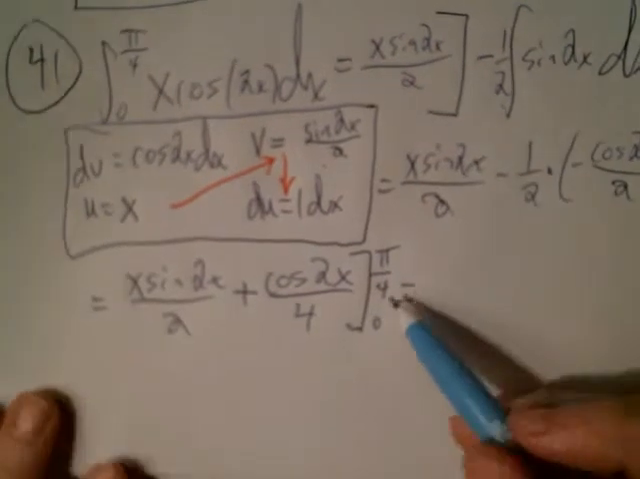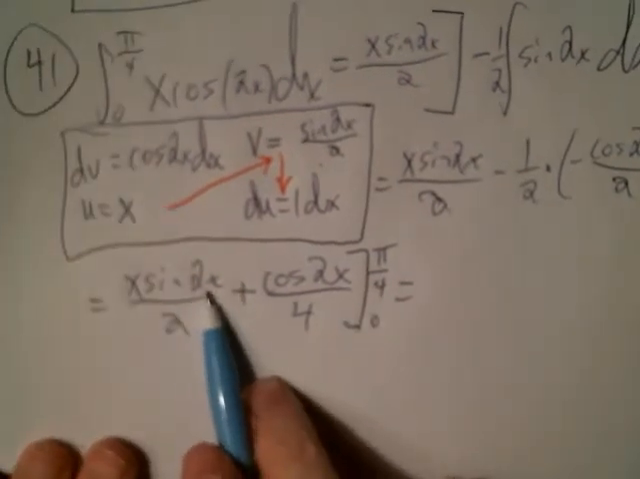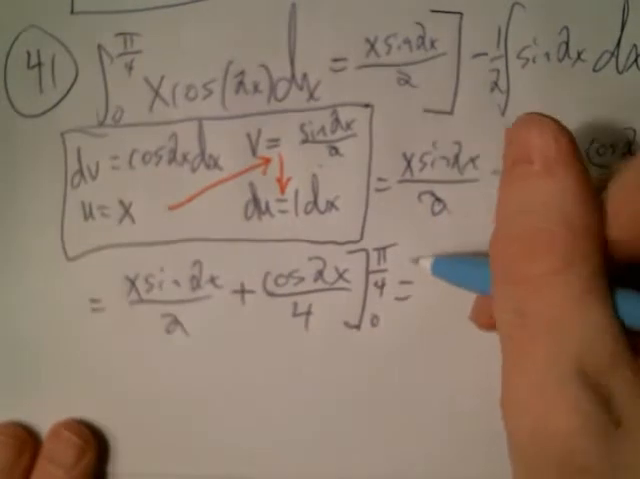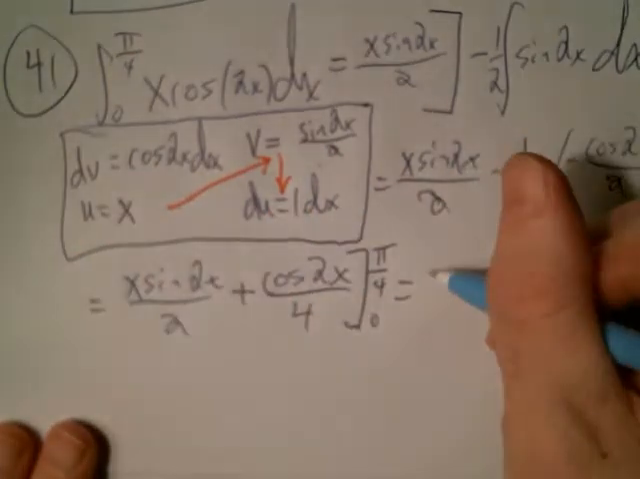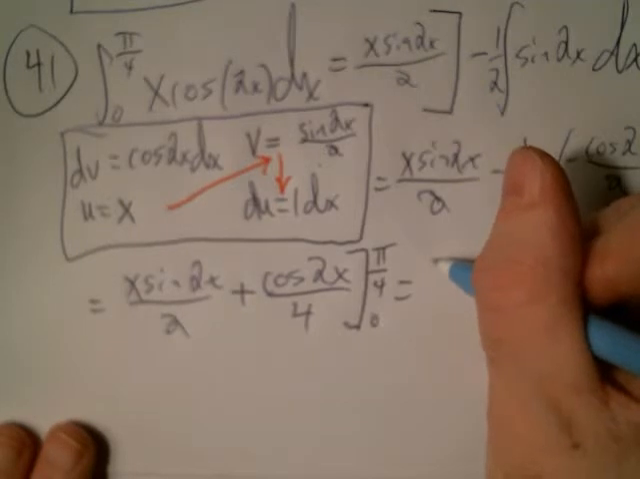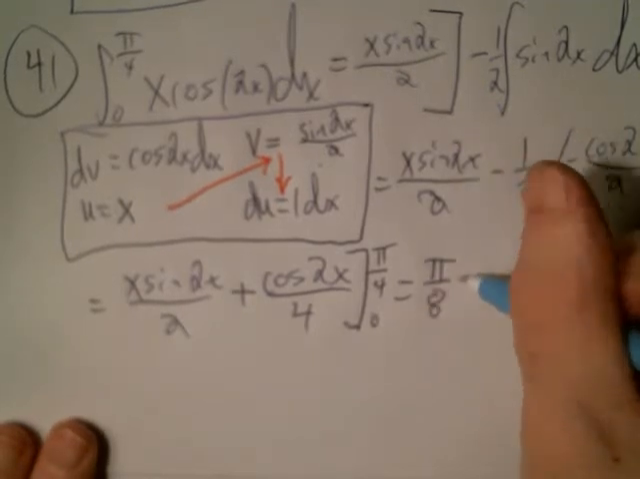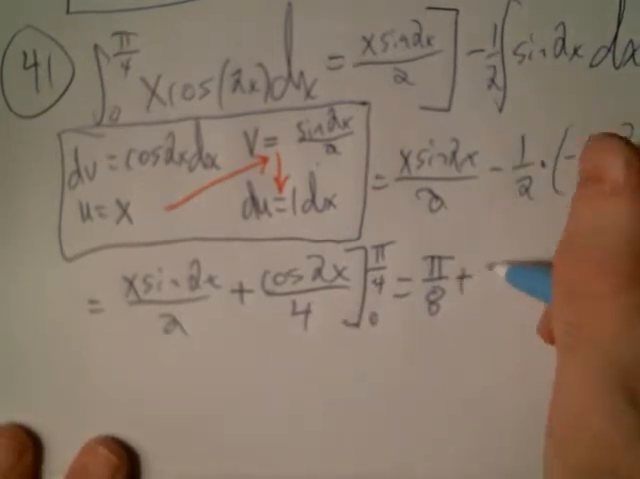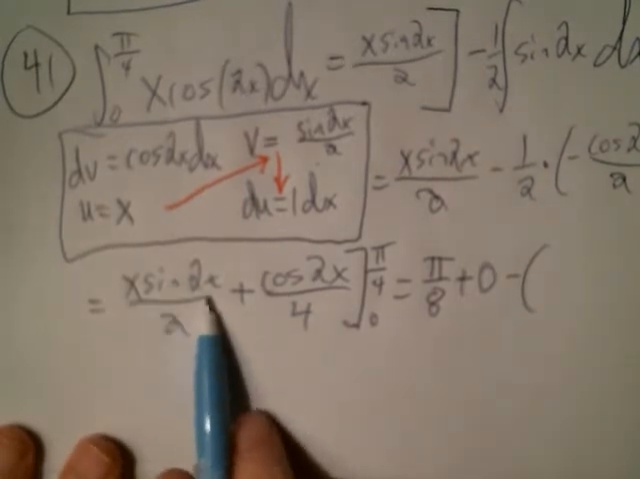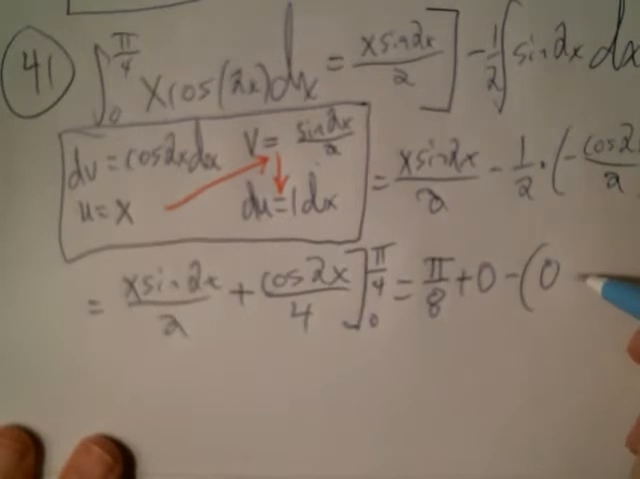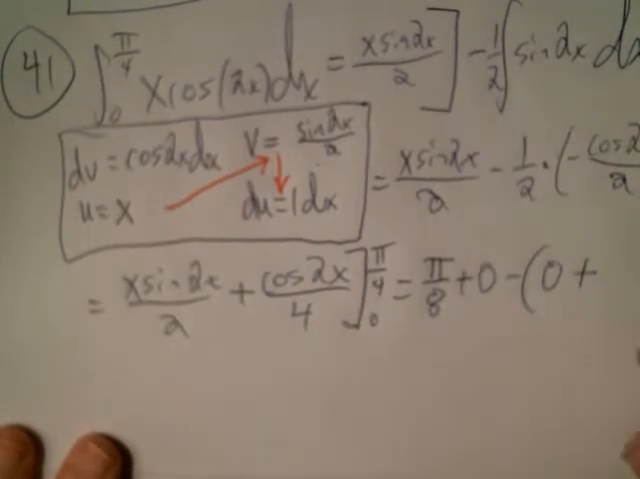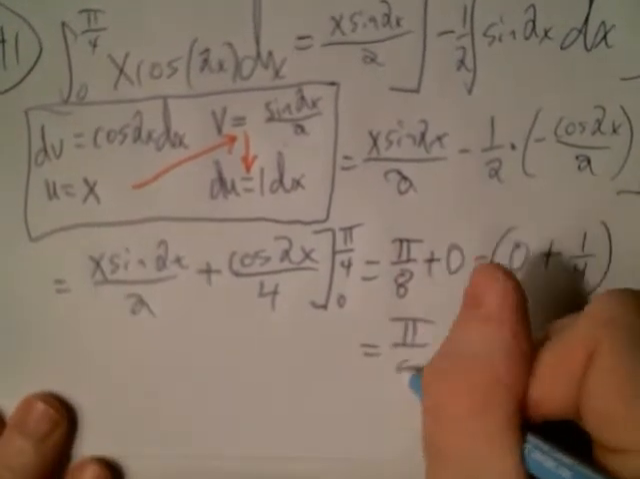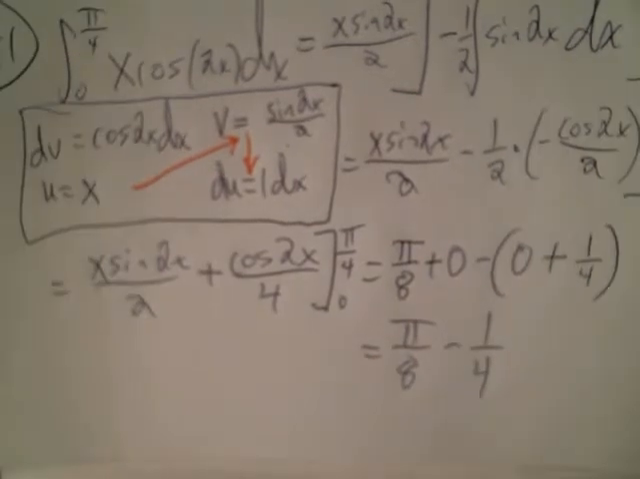Okay. When I put in pi over 4 into sine of 2x, well, you get 2 times pi over 4, which is pi over 2. Sine of pi over 2 is 1. So for the first part, it's going to be pi over 4 over 2, which is pi over 8, plus cosine of 2 times pi over 4, which is cosine of pi over 2. Cosine of pi over 2 is 0. So plus 0, minus sine of 0 times 0, which is obviously 0. And then plus cosine of 0 is 1, so that would be 1/4. Okay, so that will give me pi over 8 minus 1/4 for my final answer.